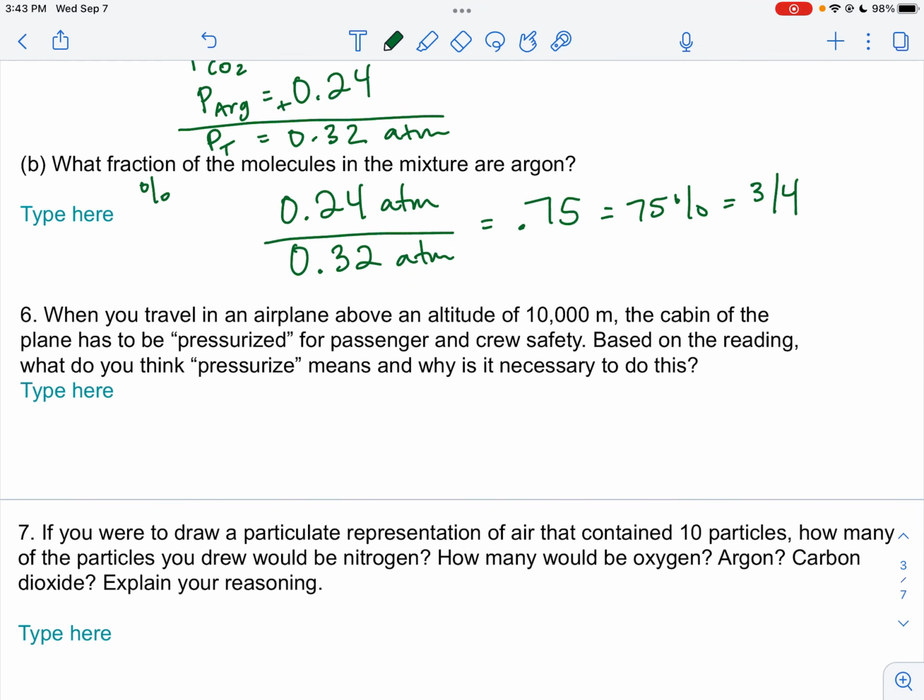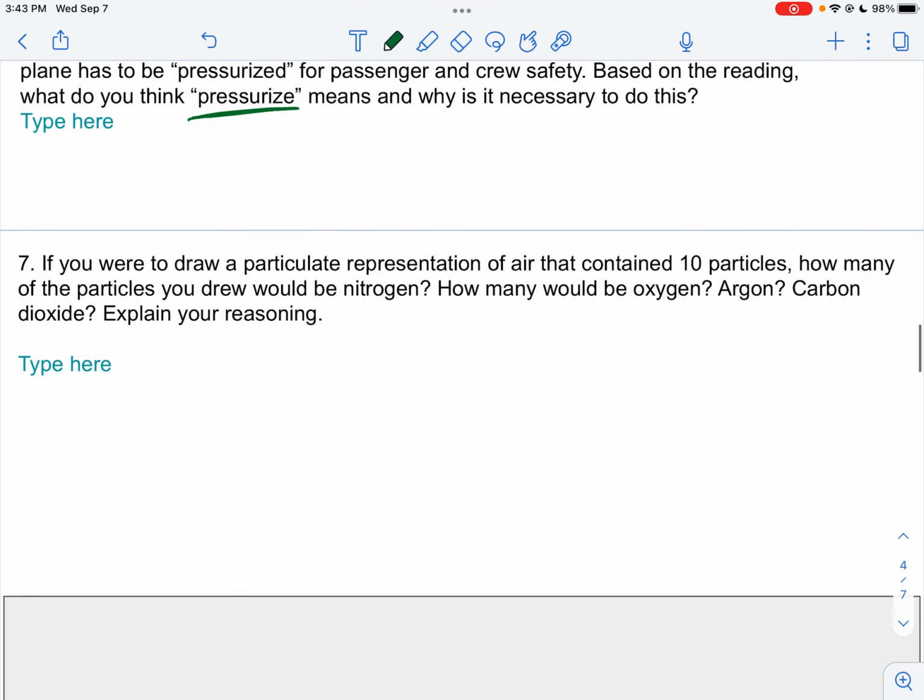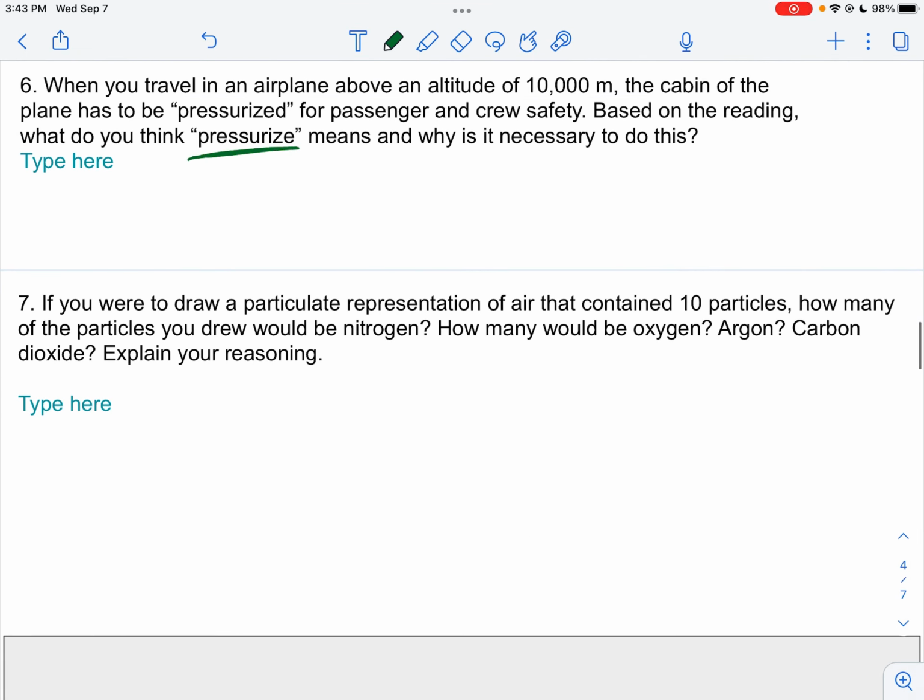Number 6 is again relating to pressure. What do you think it means when we say something is pressurized? And why do you think it's important to do that? That's just a little question, not a calculation, just based on what you think. What would you say? And then number 7, you're just drawing a particle diagram.